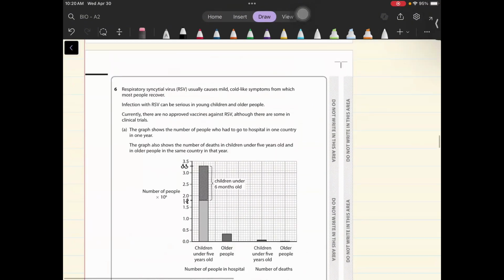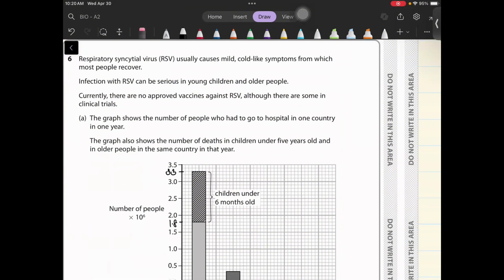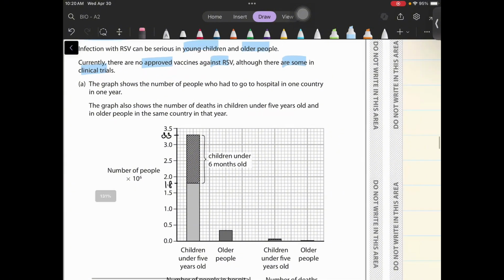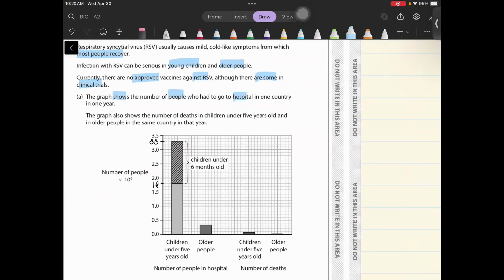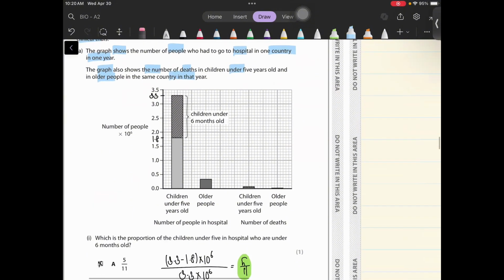Right, so continuing with question number 7. It says that respiratory syncytial virus, RSV, usually causes mild cold-like symptoms from which most people would recover. Infection with RSV can be serious in young children and in older people, the elderly. Currently, there are no approved vaccines against RSV, although there are some in clinical trials, in the stages of development. The graph shows the number of people who had to go to hospital in one country in 1 year. The graph also shows the number of deaths in children under 5 years old and in older people in the same country that year.